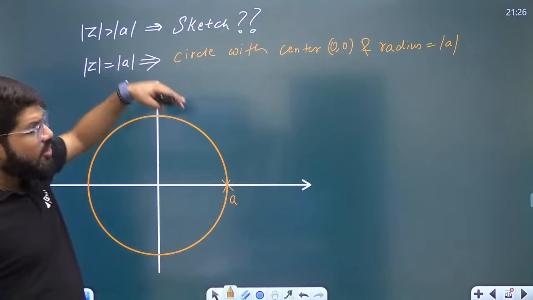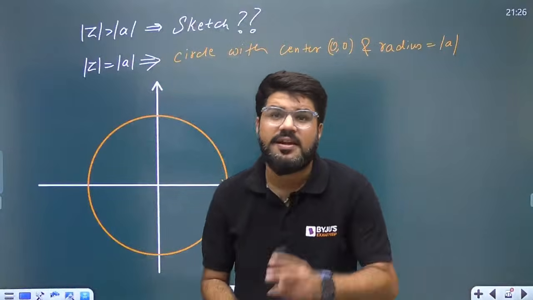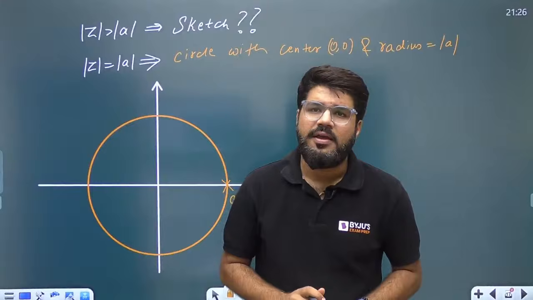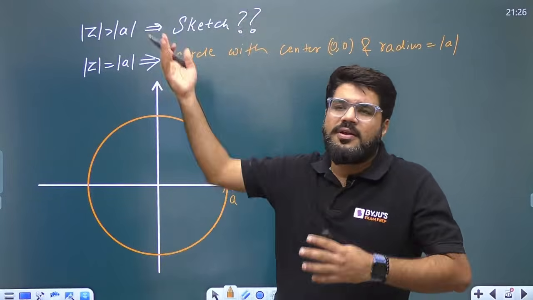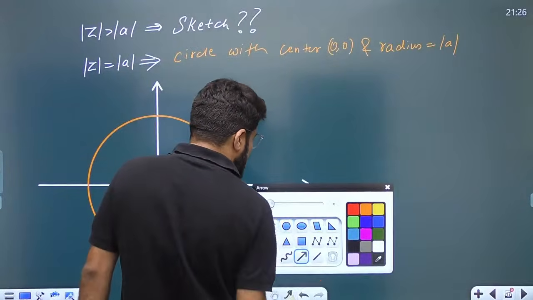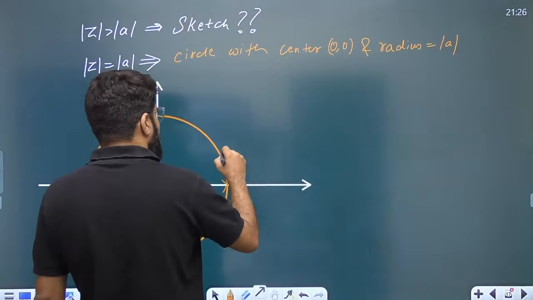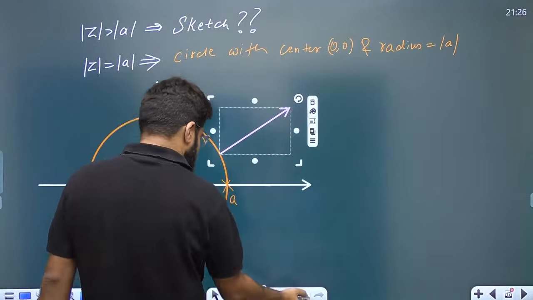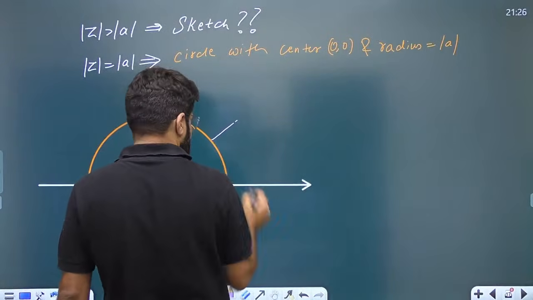But I want to sketch modulus of z greater than modulus of a. Any point on this circle satisfies mod z equal to mod a. So if you want modulus of z greater than modulus of a, you have to go beyond the circle. You have to go to the exterior of the circle. Let me quickly sketch it as a freehand curve.